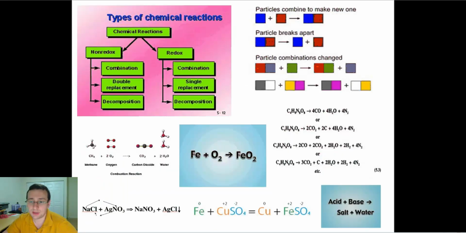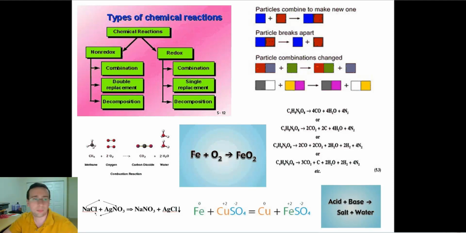Now, there's actually very many types of chemical reactions, and although I don't expect you to know this in detail for the purpose of aerospace science, you need to know that reactions can be either redox or non-redox reactions. And redox reactions are reactions where energy is transferred through electron transfers.